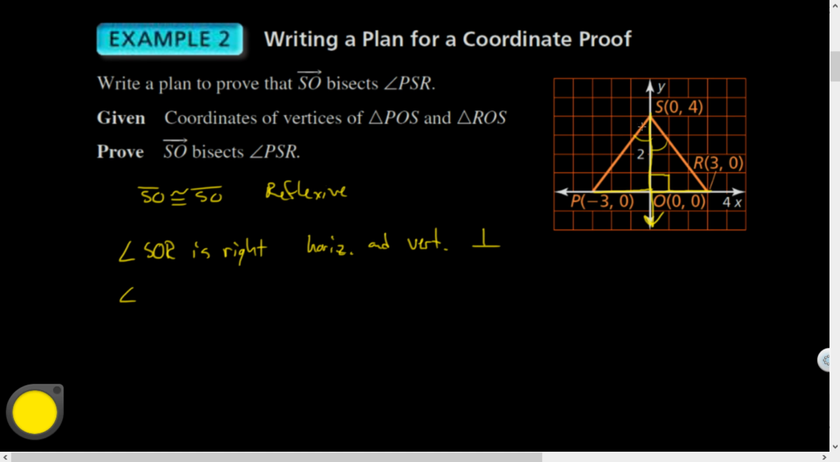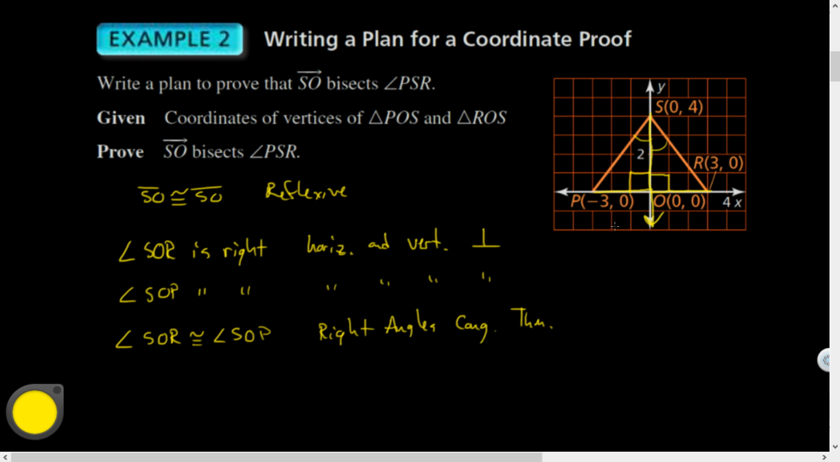For the same reasoning, I could show that SOP is a right angle for the same reason. Okay? And then I could say that those angles are congruent to each other. SOR is congruent to angle SOP by right angles congruence theorem. Right? So I've just proven that these two angles are congruent to each other. What else would be helpful for me?